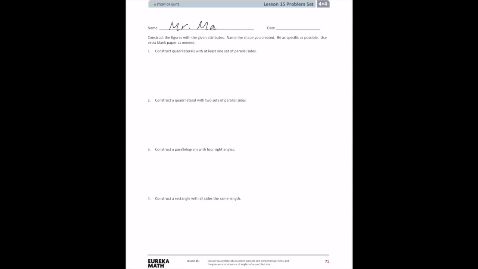Morning fourth graders, we're at lesson 15 and we're going to be looking at some special objects in geometry called quadrilaterals. So our target is to define quadrilaterals and know the differences based on their attributes or characteristics.